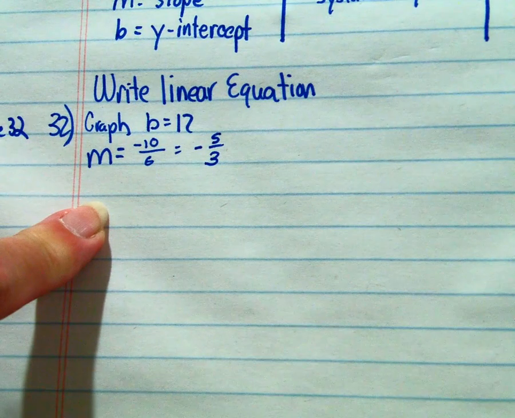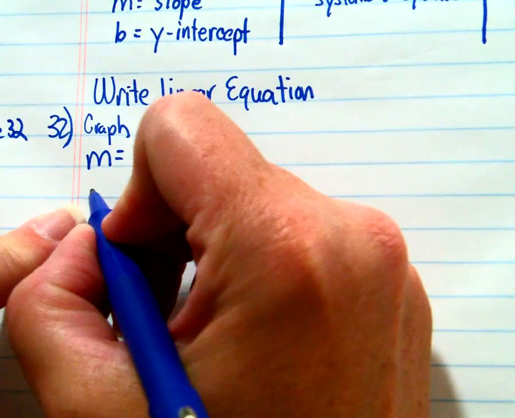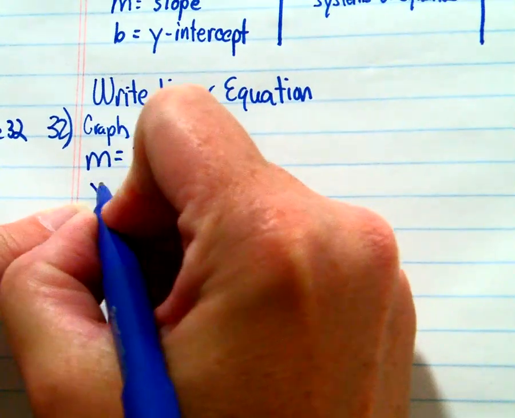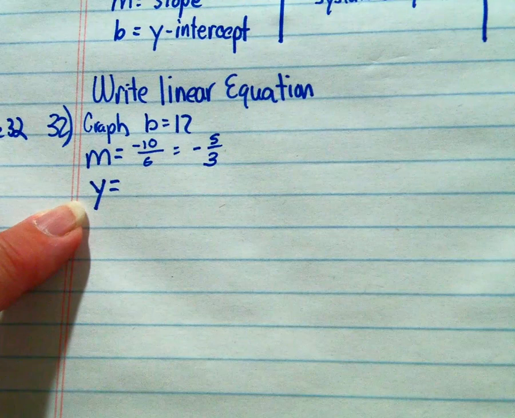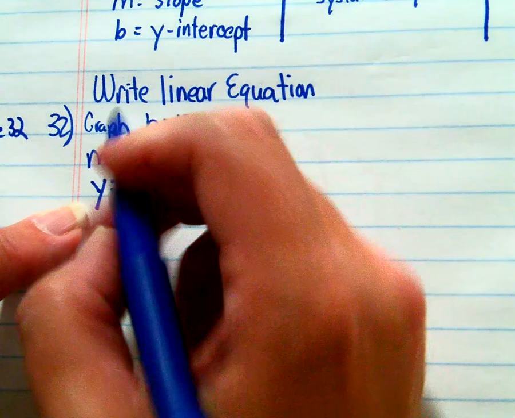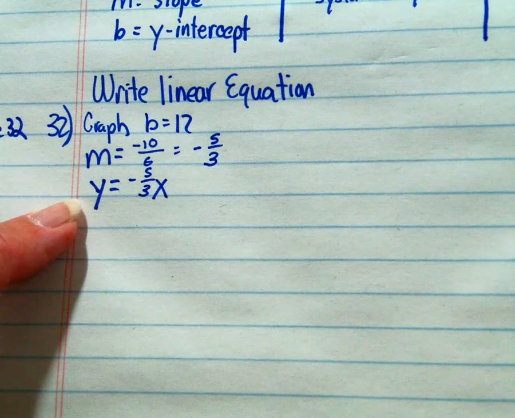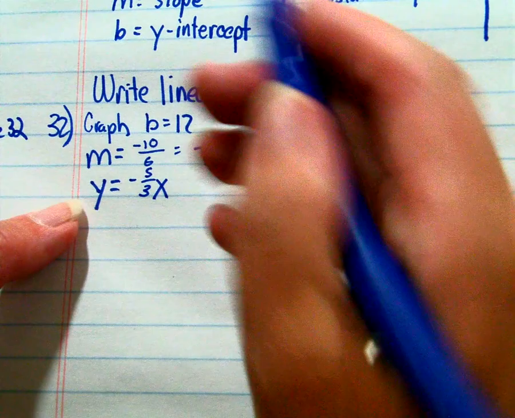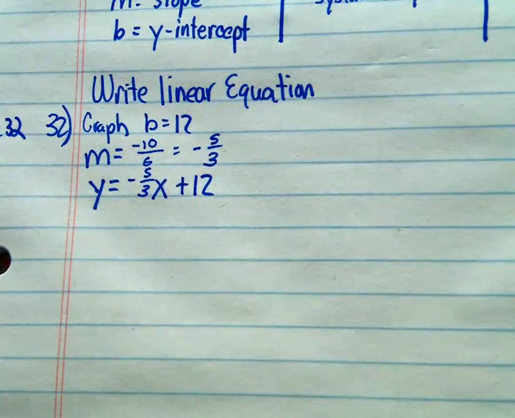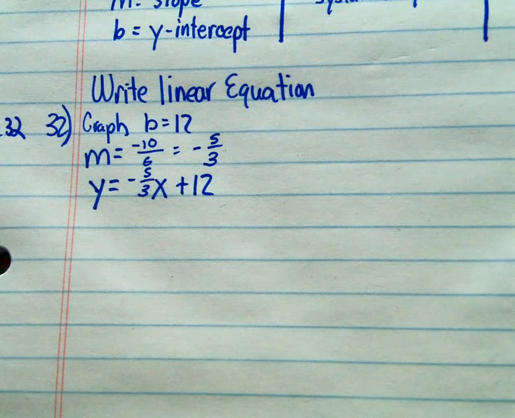So now we can write our equation in slope-intercept form. It says y equals mx plus b. So y equals m, which in this case will be negative 5/3, x plus b, plus 12. Y equals negative 5/3 x plus 12.